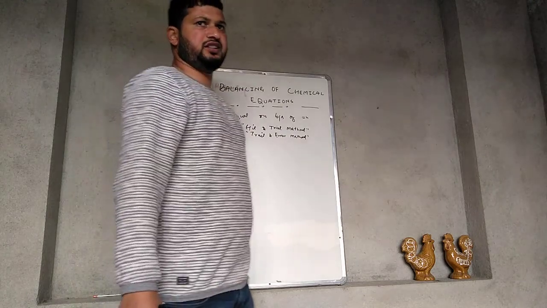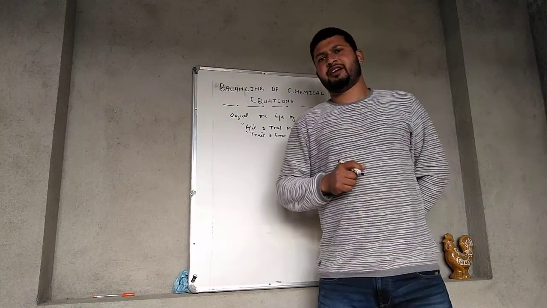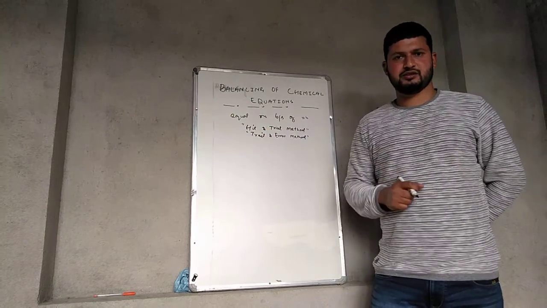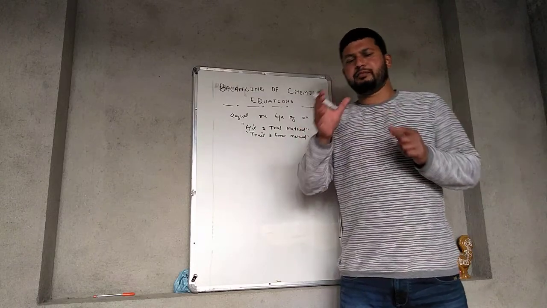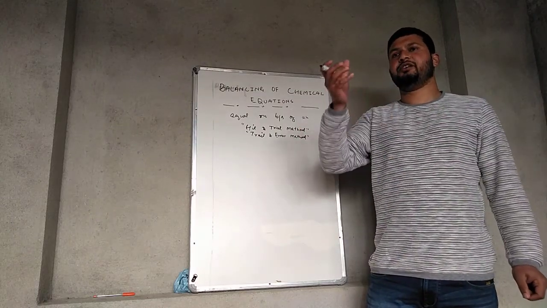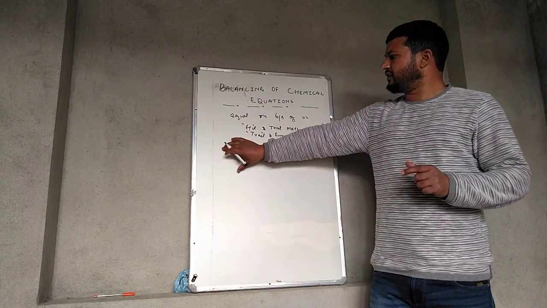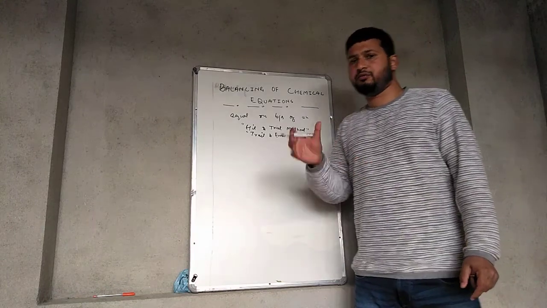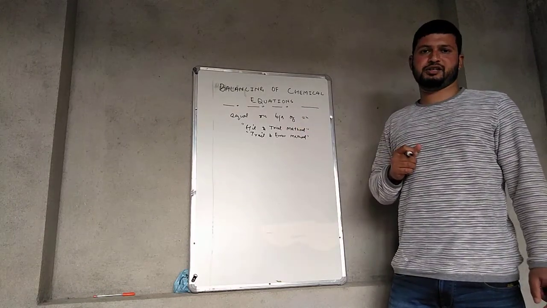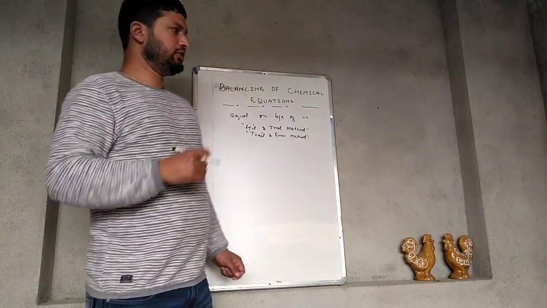Actually, in this method, the atoms of the various elements present in the equation are multiplied by simple numbers like 2, 3, 4, and so on, in order to make the count of the different atoms equal on both sides of the equation. Let's take an example to understand balancing of chemical equations in detail.